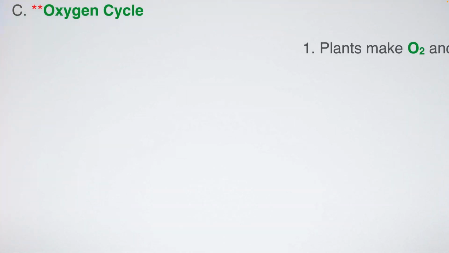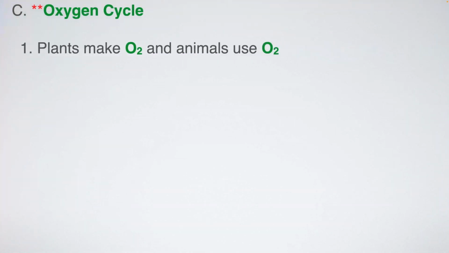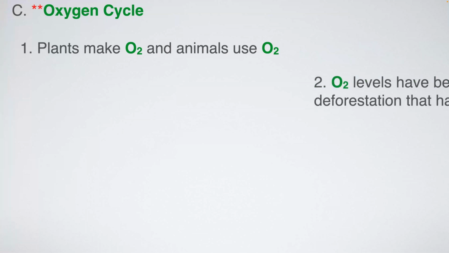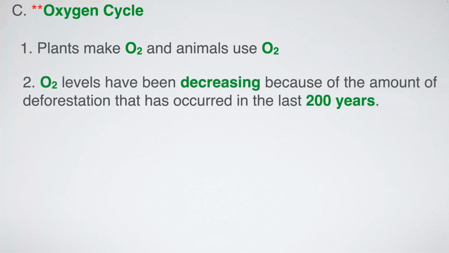Next cycle, oxygen cycle. So the oxygen cycle is a little bit simpler. Again, we breathe out CO2 and plants use that CO2, right? So the oxygen cycle is kind of the opposite. Plants make O2 through photosynthesis, and then we use that O2 to make energy. And so an important thing to note is that O2 levels, so oxygen levels, have been decreasing for the last 200 years or so due to deforestation, right?